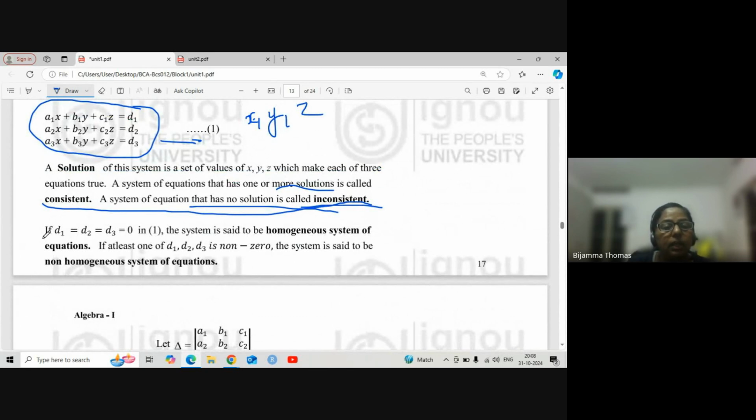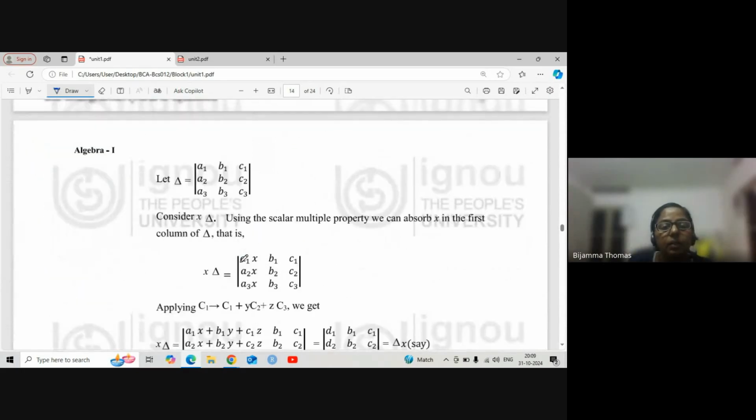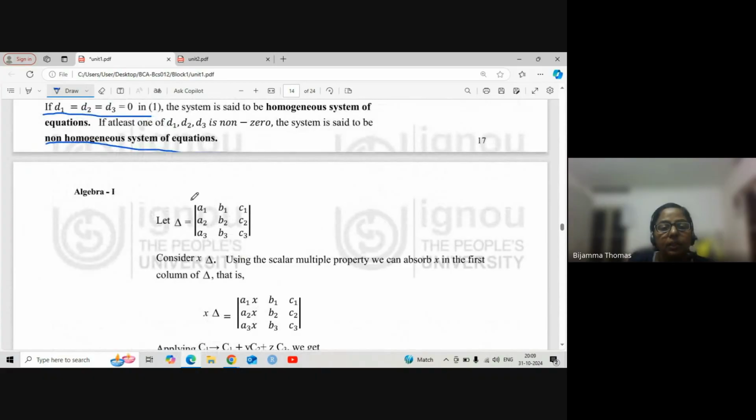If all the right hand side constants, that is d1, d2, d3, are 0, the system is said to be homogeneous. Otherwise, if at least one of the di is not equal to 0, then the system is said to be a non-homogeneous system of equations. Is it clear? Yes, ma'am. Okay.